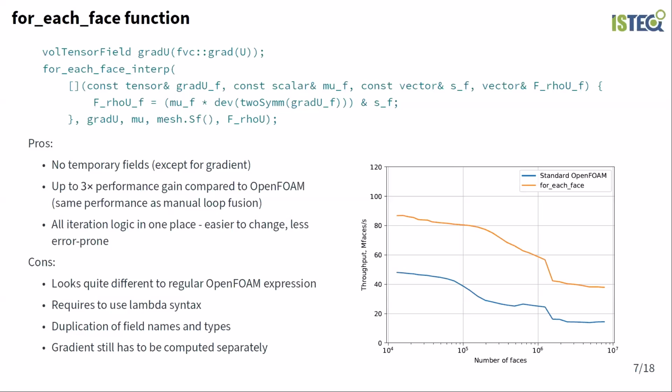But there are still some problems with this approach, is that the code is still very different from OpenFOAM code, and it's a little bit convoluted, especially for, let's say, C++ novices. Because it requires using a lambda. Also, it requires repeating the argument. So you can see that field names are repeated a number of times. You can also specify element types, which are redundant, which can actually be inferred from the fields, but you have to still specify them. So we can do better.